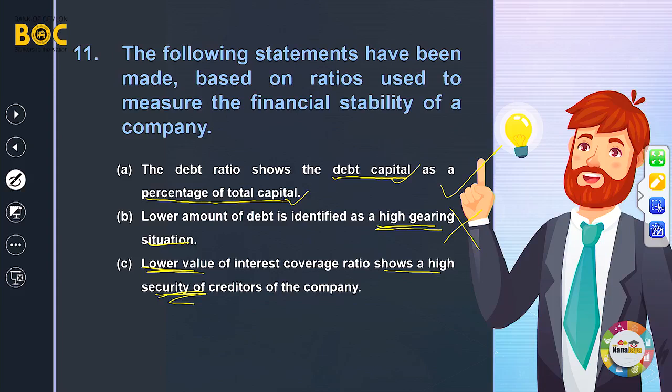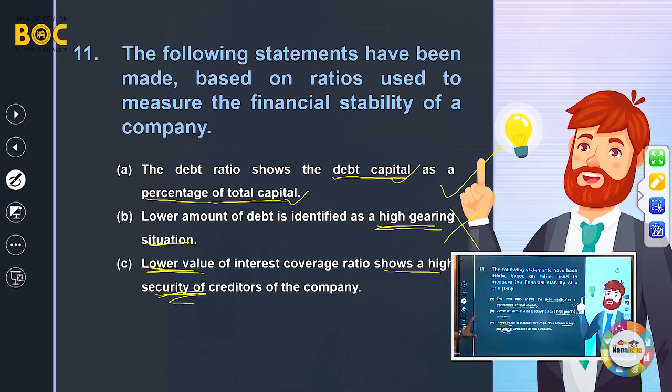Lower value of interest cover ratio. With the interest cover ratio, we learn whether your profit is sufficient to pay your interest. Why? Interest is a compulsory payment. In this ratio, we identify whether your profit is sufficient to cover the interest.